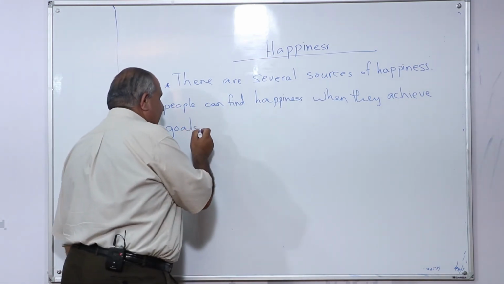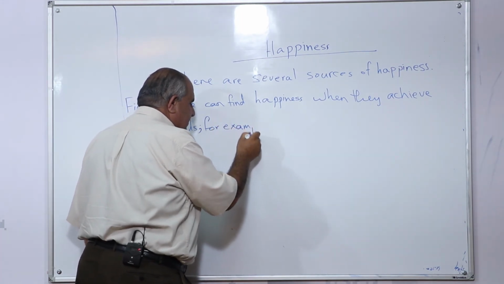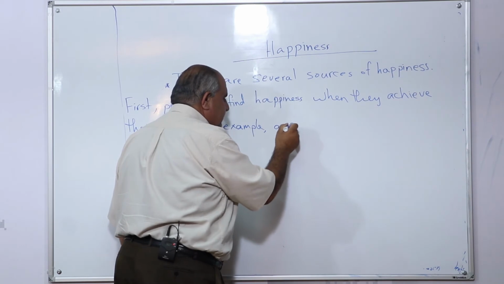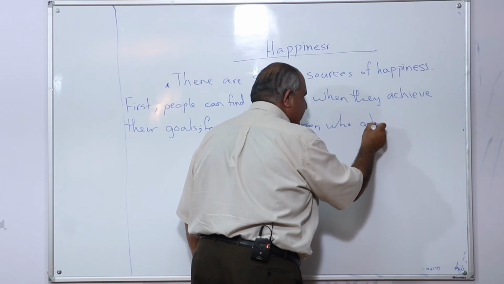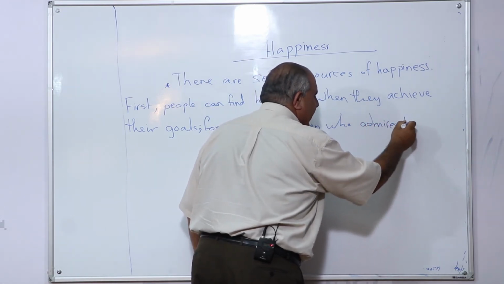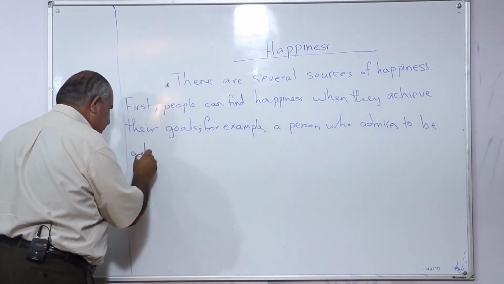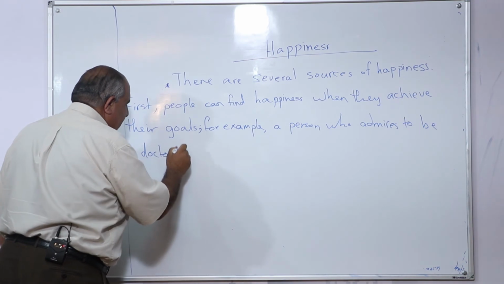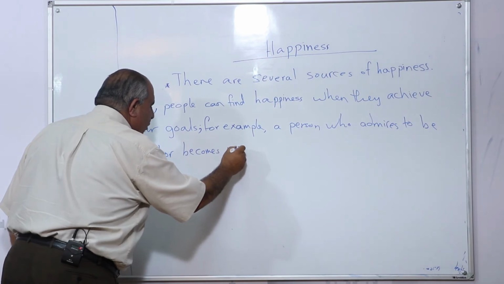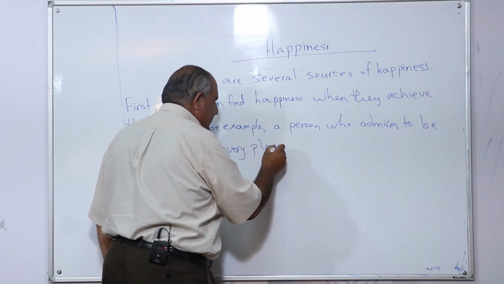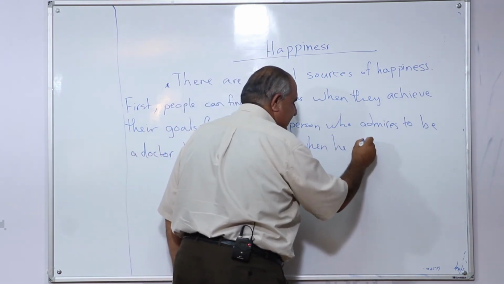For example, a person who admires to be a doctor becomes very happy or very pleased when he achieves this.